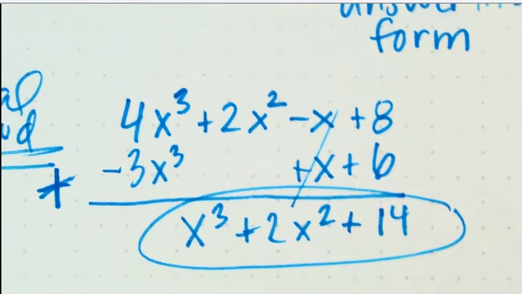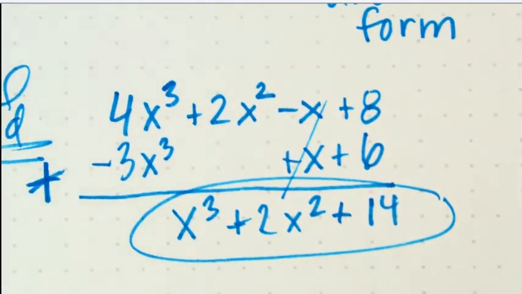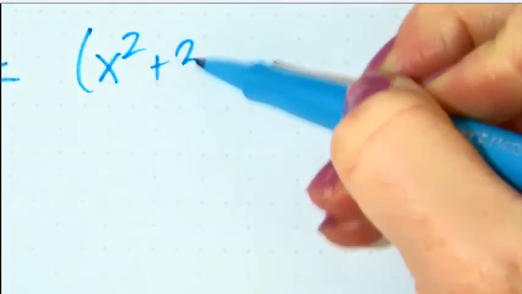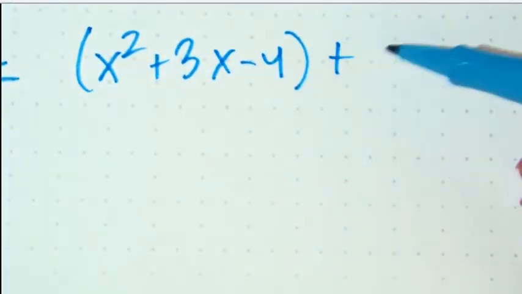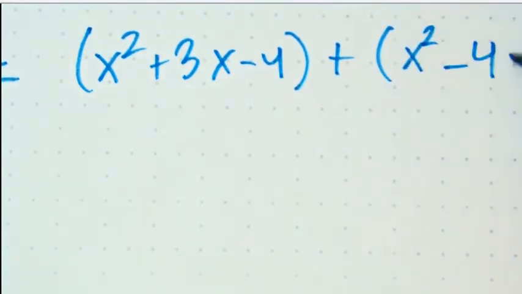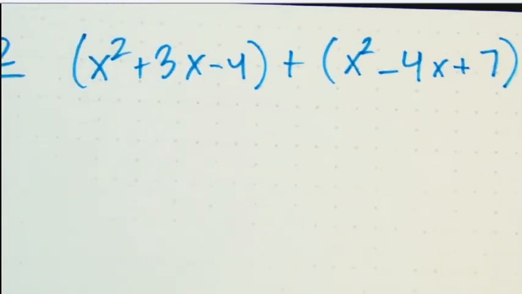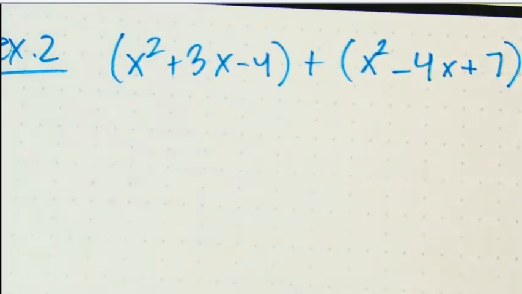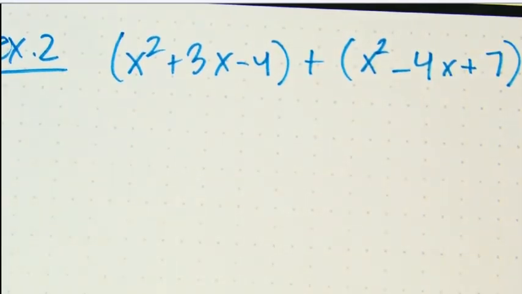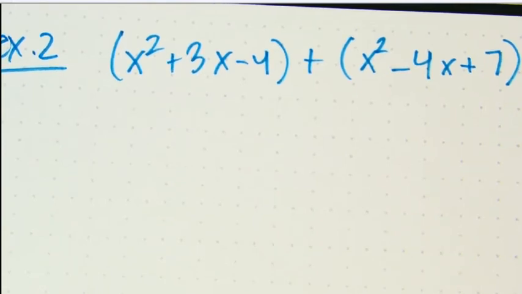All right, so let's look at another example of addition. So example 2. We have x squared plus 3x minus 4 plus x squared minus 4x plus 7. We're going to add this vertically just because I feel like you have had enough practice horizontally to be able to do that if you want.